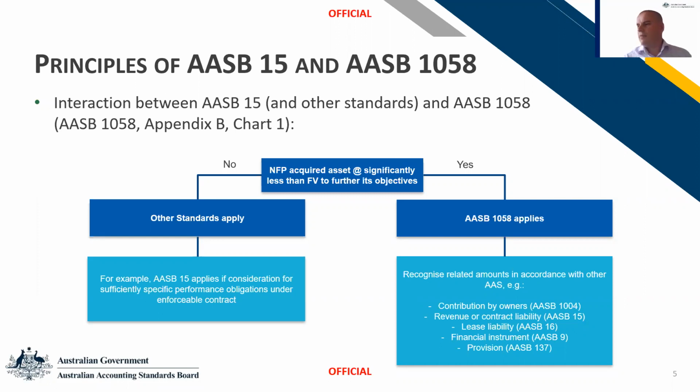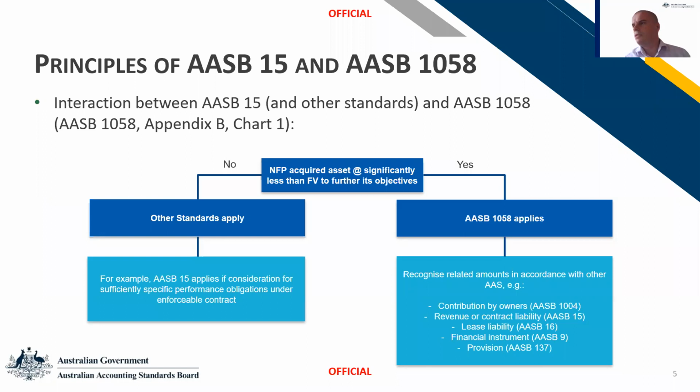And it does not illustrate all applicable standards. For example, if the asset that is subject to AASB 1058 requirements were in the form of a non-financial asset, that might be in scope of AASB 116. So, for example, AASB 116 would then apply when recognizing the asset.